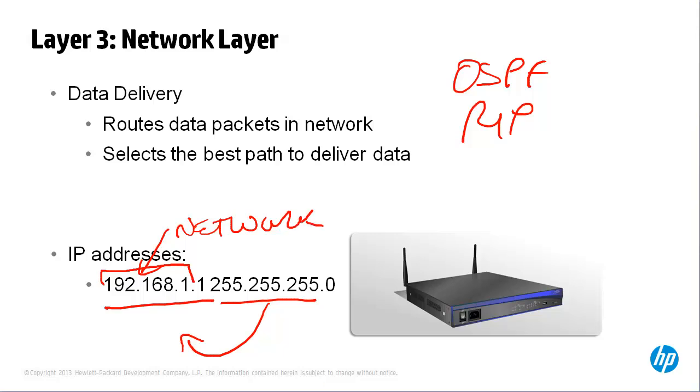Please refer to the IP addressing video for more detail with regards to network and host portions in an IP address. And in turn, routers or layer 3 switches will determine the best path to route traffic based on criteria associated with networks. So OSPF, as an example, uses bandwidth to determine the best path. RIP uses hop count to determine the best path.